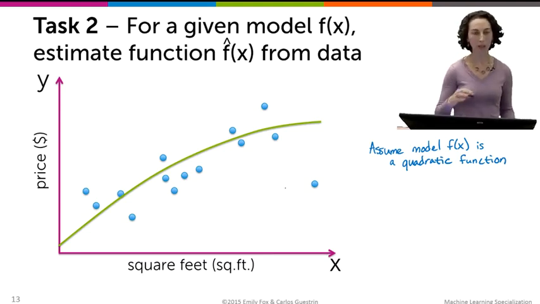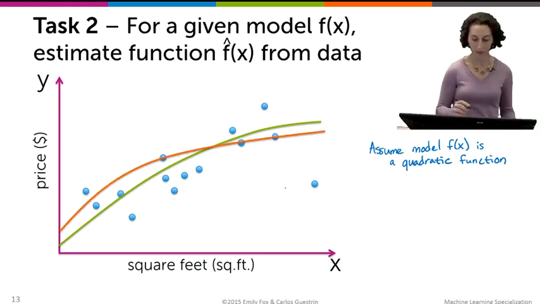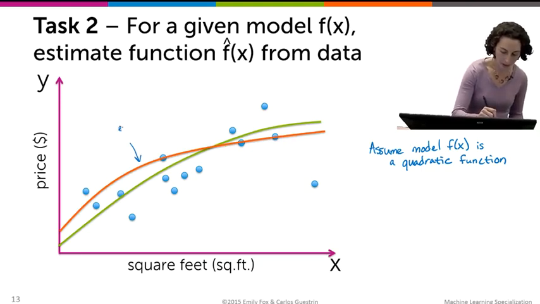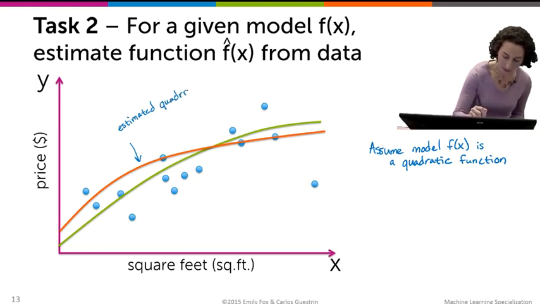Okay, so a model just specifies the form of something. It's going to be defined in terms of some set of parameters, and then we're going to have to estimate what the specific fit is from the data. So for example, here this is our estimated quadratic fit, and we'll call it f hat of x. This is our estimated function that's fit from our specific data set.